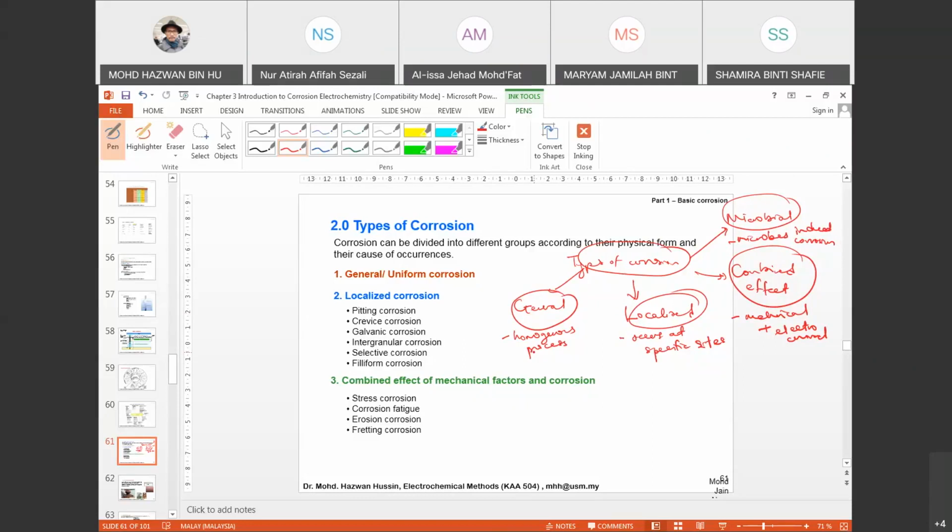Right? So we are going to look one by one. For general corrosion, there are no subclusters. Localized corrosion, you have pitting corrosion, crevice corrosion, galvanic corrosion, intergranular, selective, and filiform. And for combined effect, you have stress corrosion, corrosion fatigue, corrosion erosion, and fretting corrosion.